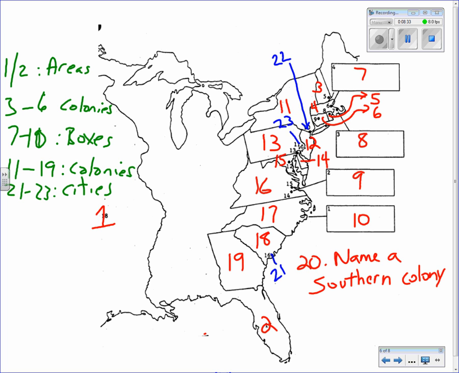Good time to spell Philadelphia out, because remember, spelling, if you can get perfect spelling on your map quiz, you can get extra credit. Philadelphia is spelled P-H-I-L-A-D-E-L-P-H-I-A. Philadelphia.